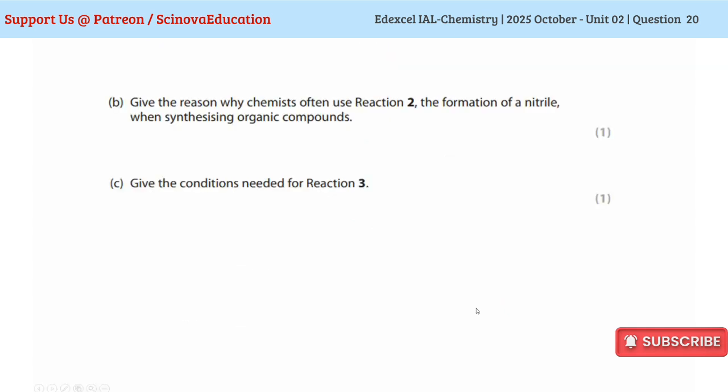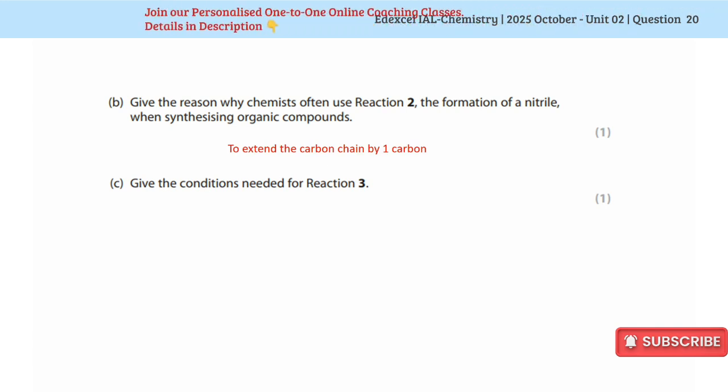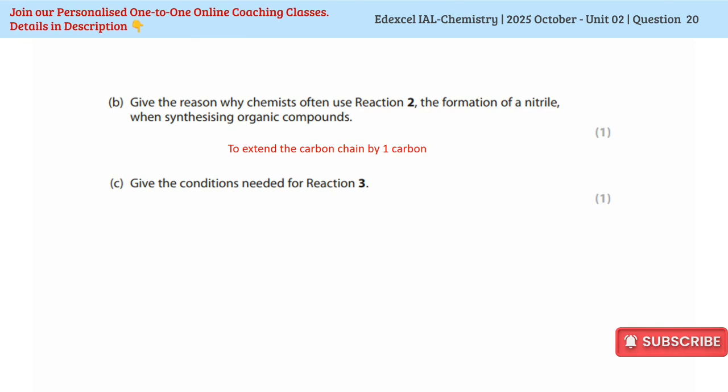Part B. Give the reason why chemists often use reaction 2, the formation of nitrile, when synthesizing organic compounds. So, formation of nitrile means it extends the carbon chain by one carbon. For a lot of processes, we can oxidize this group and do a lot of reactions, as you have learned already in your lessons. So, that is why we are using it in organic synthesis.